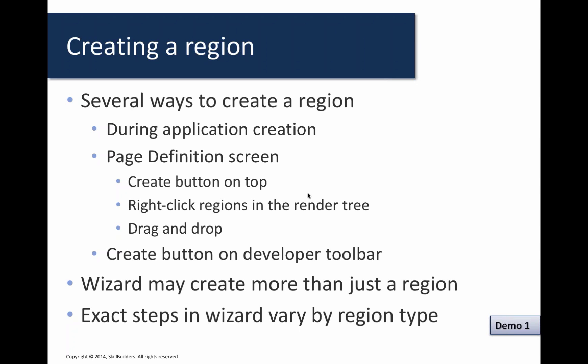And wizards may create more than just one region. If, for example, you are creating a report with a search facility, then the search facility will be in a different region than the report itself. And also for this, the exact steps in a wizard vary by region type. Of course, a map has different attributes to be filled in than a report, and a form needs other attributes than a report.